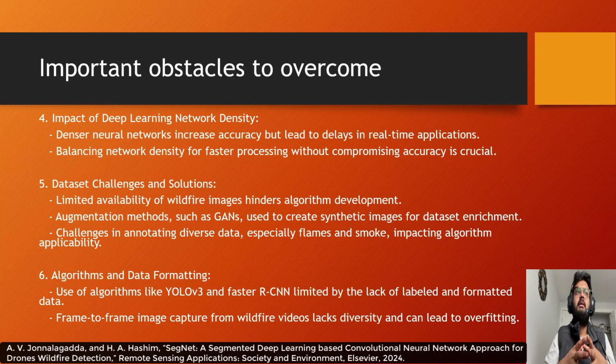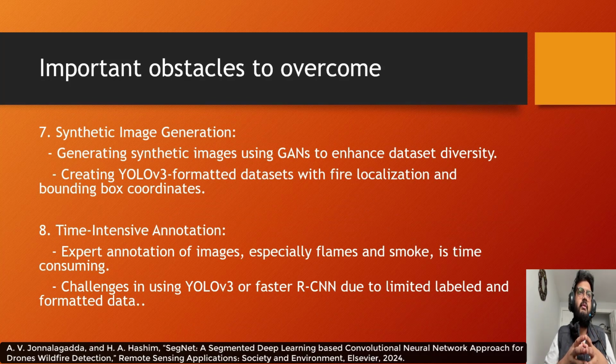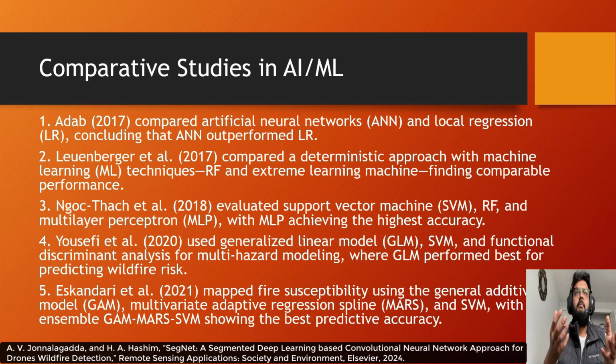Let us go forward and look at the comparative studies done by fellow researchers in the field of AI/ML for wildfire detection. Adab in 2017 conducted a comparison research using artificial neural networks and local regression to map fire susceptibility. The findings concluded that ANN outperformed local regression. Leuenberger in 2017 compared a deterministic approach with two machine learning techniques, random forest and extreme learning machine, revealing that all three techniques performed equally well, highlighting the advantage of data-driven, stochastic methods independent of prior information. Ingok Thatch in 2018 evaluated support vector machine, RF, and multilayer perceptron, with MLP achieving the highest accuracy score in wildfire risk prediction.